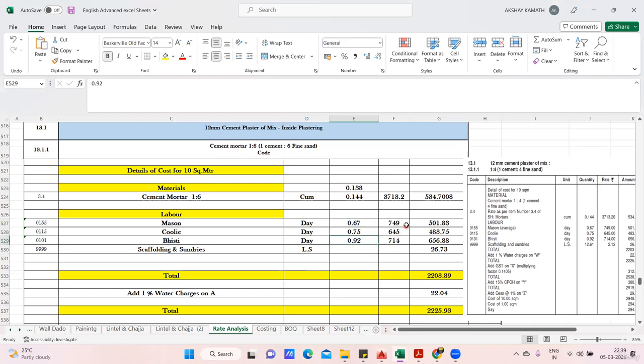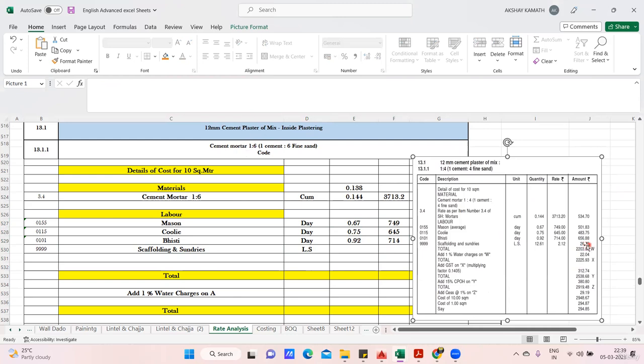Now, coming to the prices, you put the mason price here, put the coolie price, put the bistie price here, and you'll get the total cost here. Now coming to the scaffolding, since it's plastering work, you're going to do the scaffolding, isn't it? So scaffolding on a lump sum, they have taken here 26.73.